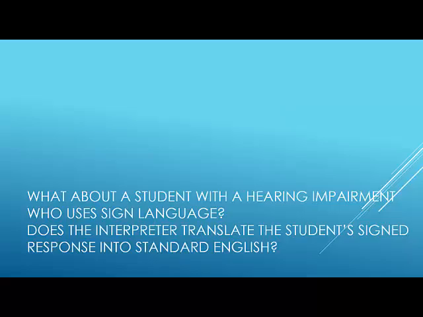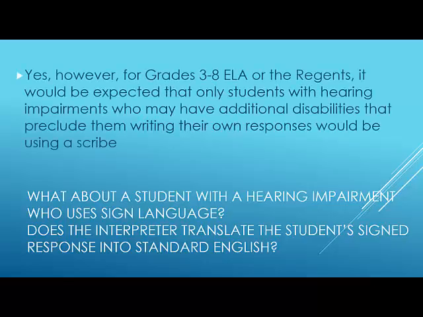What about a student with a hearing impairment, though? The person who's signing for them, are they translating it as well? And the answer to this is yes. But generally, the student that would have this accommodation would also have additional disabilities.